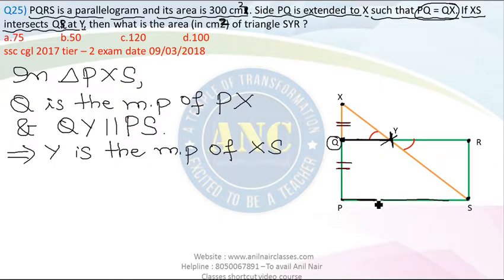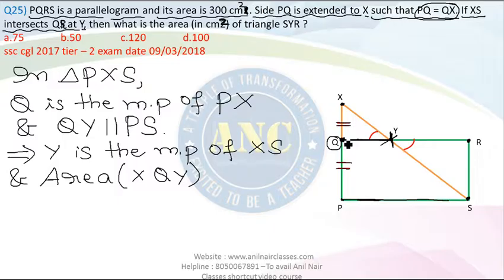If it was not parallel, it wouldn't have been the midpoint. Because it is parallel to PS, that Y will act as the midpoint of XS. Now I can also say right now that area of triangle XQY, which triangle it is?